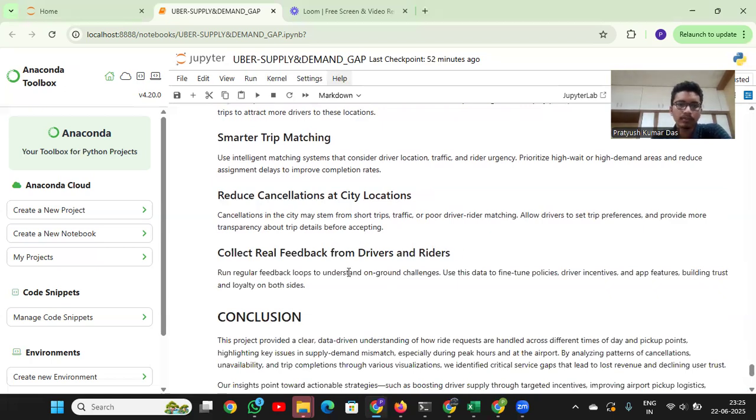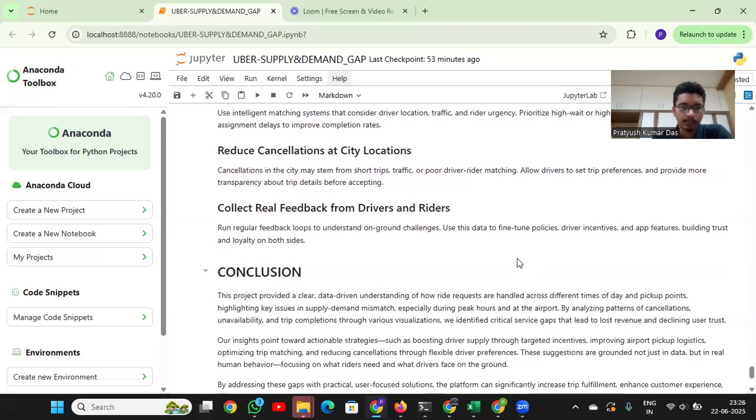And we can also focus on reducing the cancellations at the city locations. The cancellations can stem from short trips, traffic, round trips, or poor driver-rider matching. So allowing the drivers to set trip preferences and providing more transparency about trip details before accepting would be a better solution.